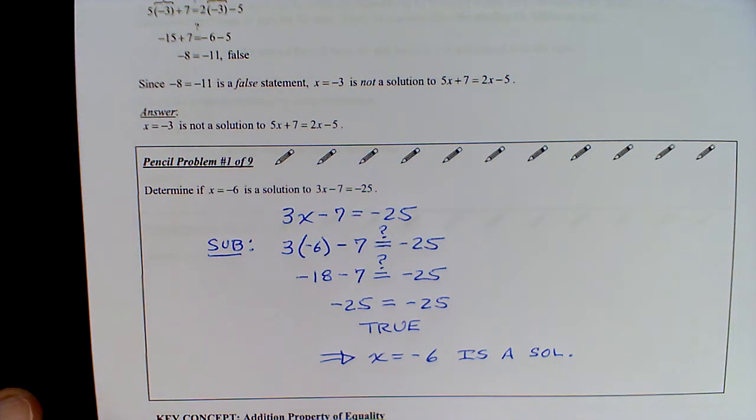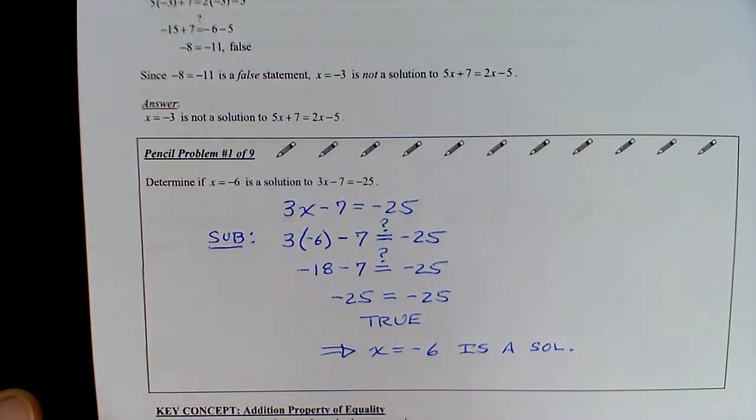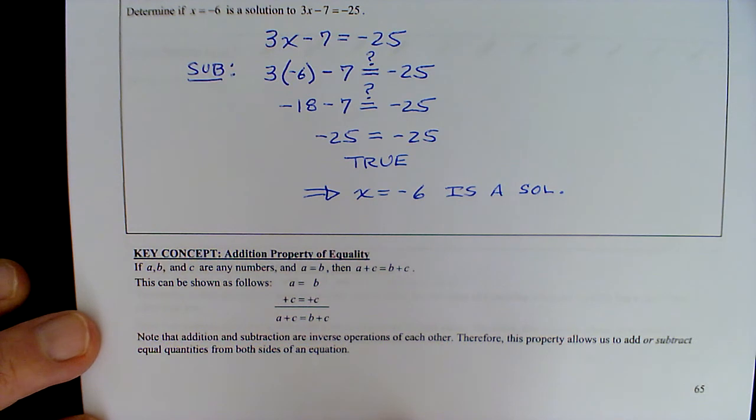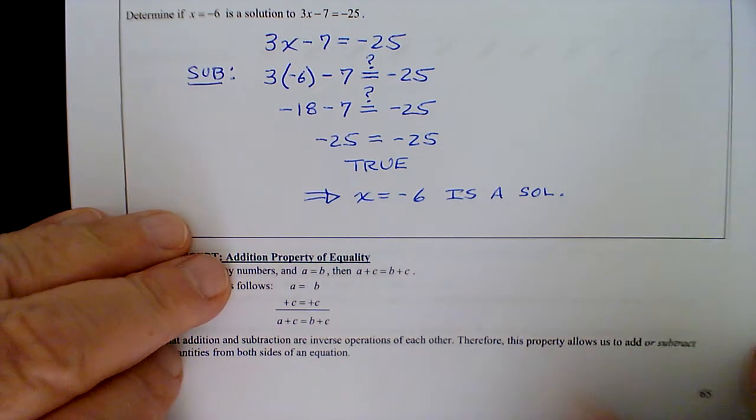Okay, so now we need to develop the techniques in order to be able to solve these types of equations. And the first property is the addition property of equality. Now remember, addition and subtraction are inverses of each other, and basically what this property is saying is that we could add or subtract any number we want to both sides of an equation and obtain an equivalent equation.